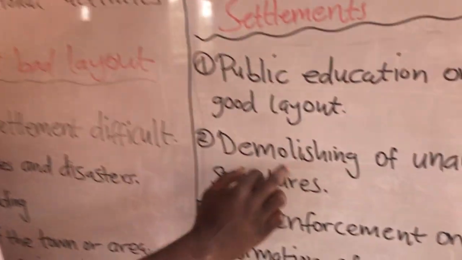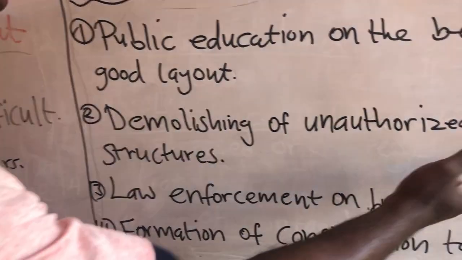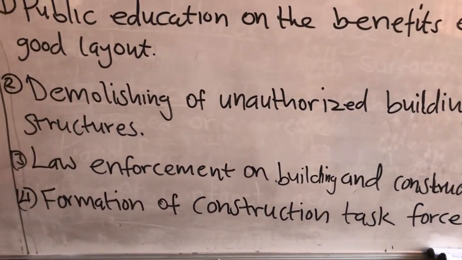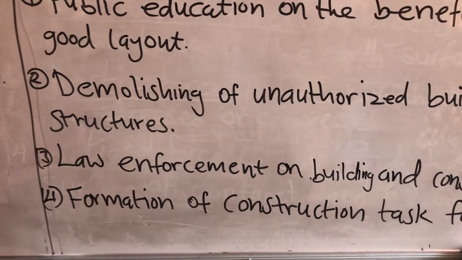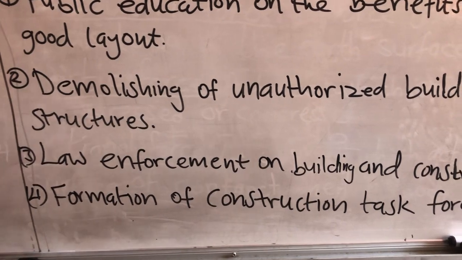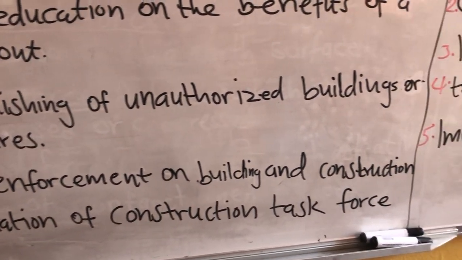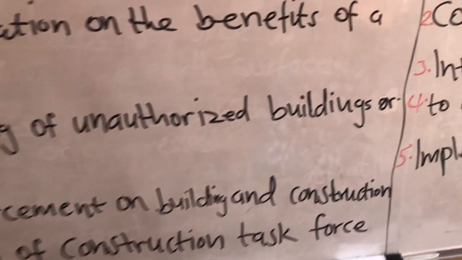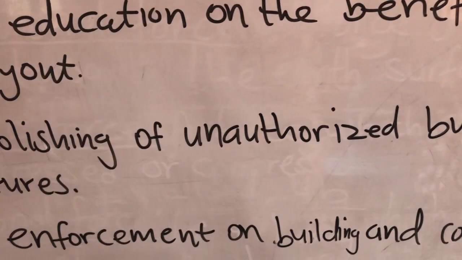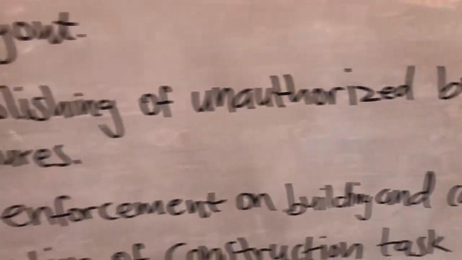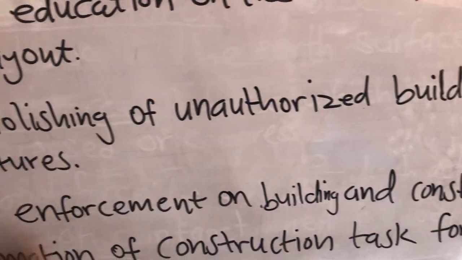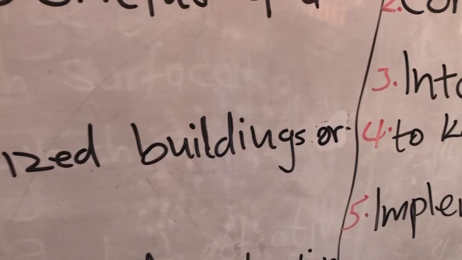The next one is demolishing of unauthorized buildings or structures. Another way of preventing bad layout settlement is that anytime a building is put at an unauthorized place or the building itself is not given approval, it must be broken down, especially when it's on waterways. You see people filling gutters and putting up buildings. It is wrong. So one way of preventing bad layout settlement is that we must demolish all unauthorized structures or buildings, especially on waterways.